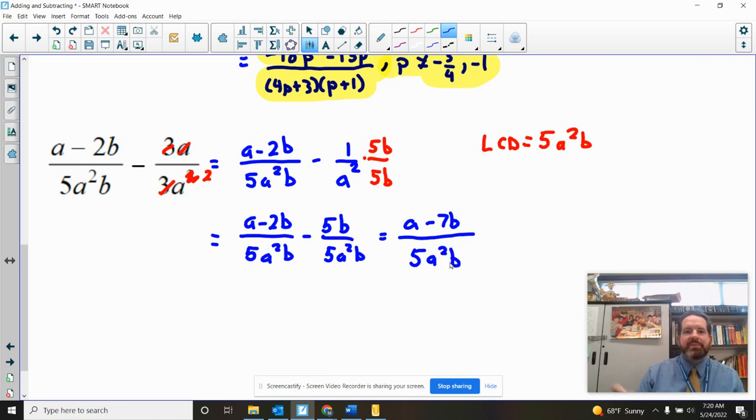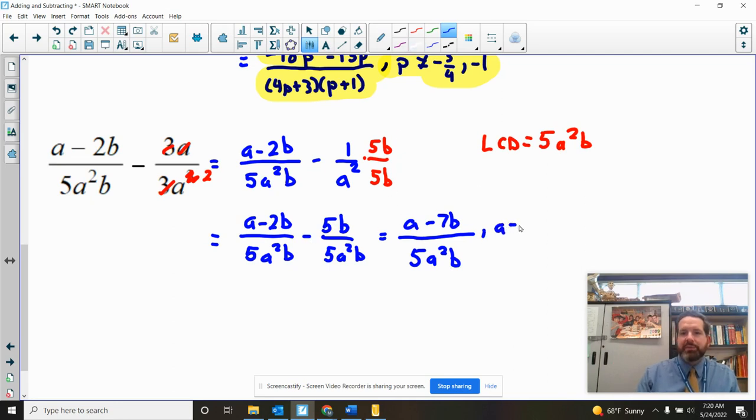You'll notice this is the same as we did for addition. Common denominator, change the tops. It's just that when you are then doing that final step of simplifying, you've got to be very mindful that the minus changes the signs in the numerator of the next fraction. So it's a negative 2b minus that 5b.